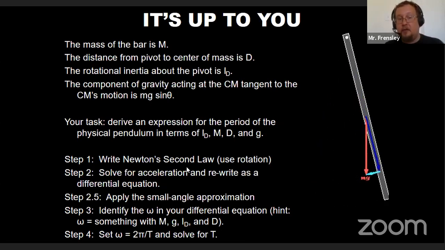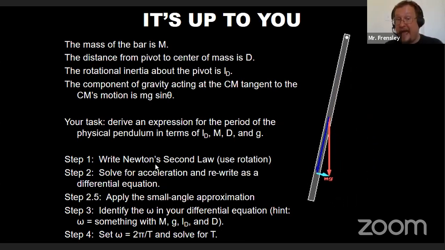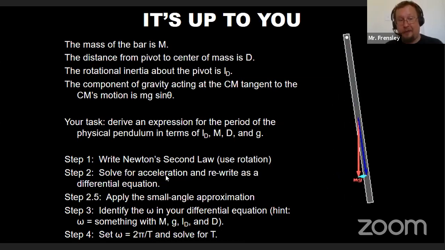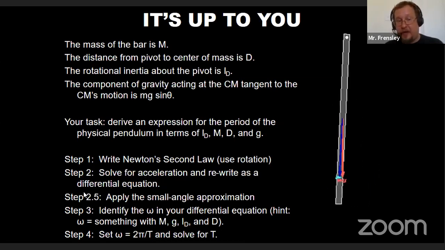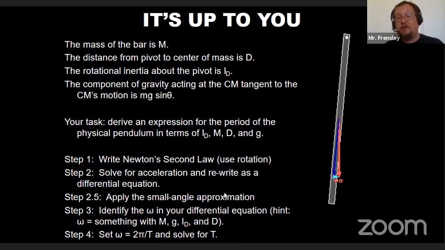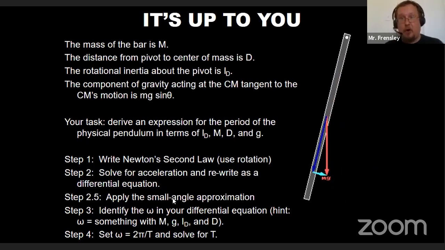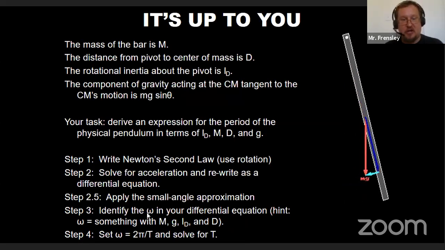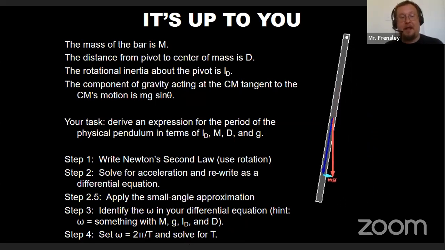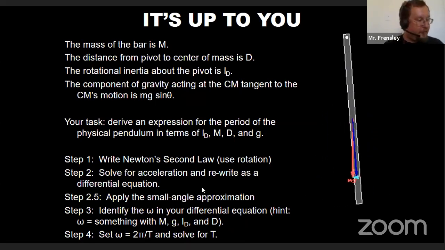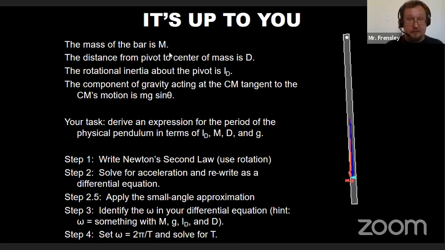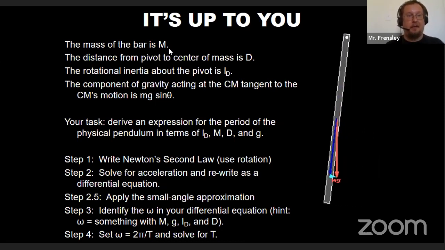So then you're going to write a Newton's second law that involves torque and alpha. You're going to solve for the alpha. You're going to rewrite it as d squared theta over dt squared. You're going to see a sine theta, but you're going to change it into a theta. You're going to pull out the omega squared and throw the rest of that junk away, and then square root it and set it equal to 2 pi over the period. And you're going to solve for period. All right, you ready? Think you can do it? Okay, good luck.